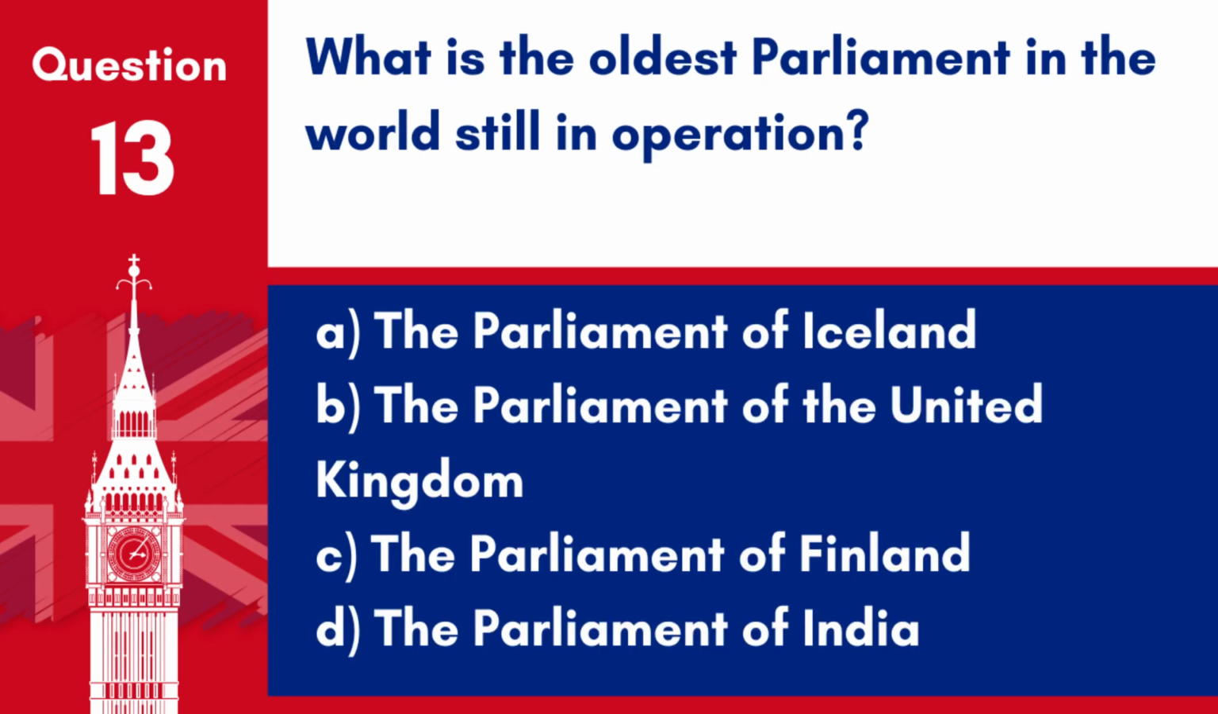Question 13. What is the oldest parliament in the world still in operation? A. The Parliament of Iceland. B. The Parliament of the United Kingdom. C. The Parliament of Finland. D. The Parliament of India. Answer: A. The Parliament of Iceland. The Althing, established in 930 AD, is considered the oldest parliament still in operation.